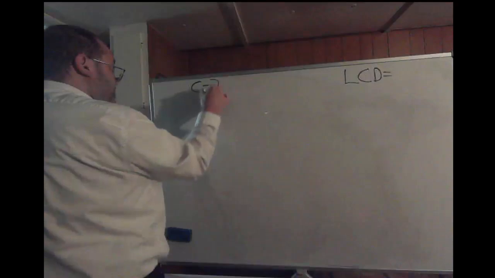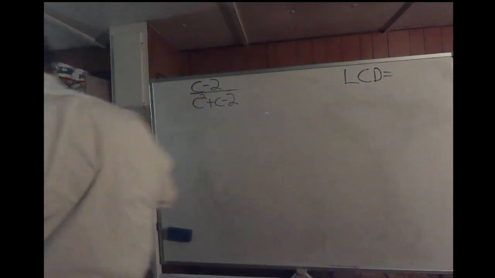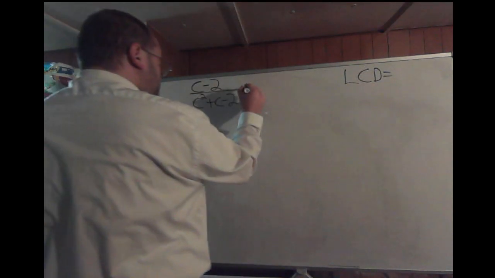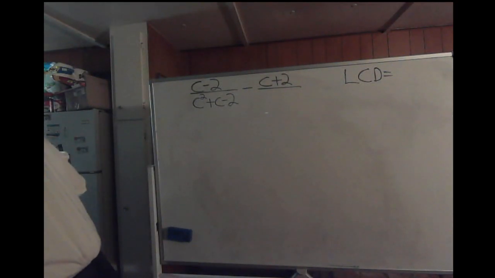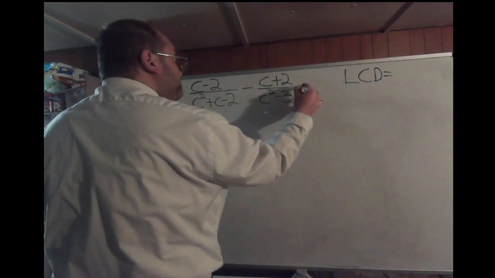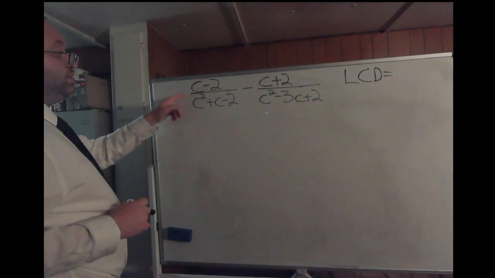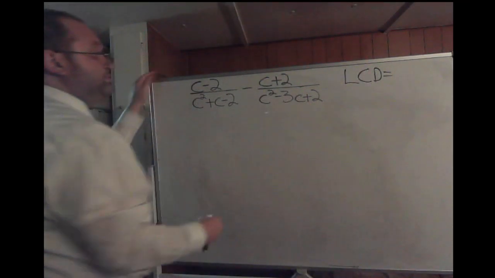See if we could do a couple more here. Alright, what do we got here? c minus 2 all over c squared plus c minus 2, minus c plus 2 all over c squared minus 3c plus 2.